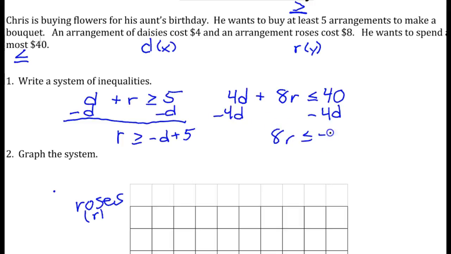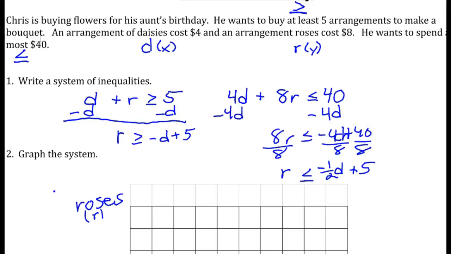And you have this one, right? D plus 40, divided everything by 8. Right? R less than or equal to negative 4 over 8 is negative 1/2. You can reduce that. And 40 divided by 8 is 5.